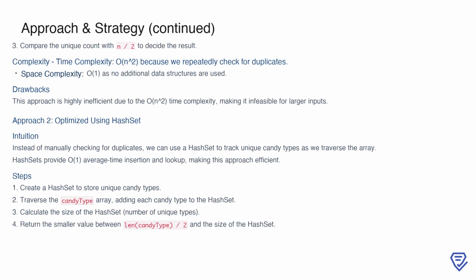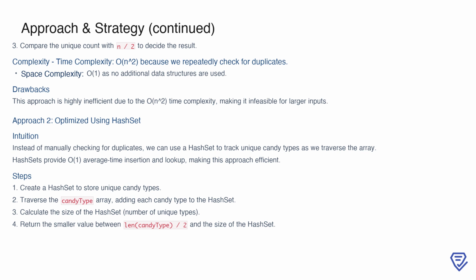The first approach is a brute force method, which is simple but inefficient. Here's the intuition: we iterate through the array and manually check each candy type to see if it's unique. To do this, we compare each candy type against all previously counted types. By maintaining a count of unique types, we can then compare this count with n/2 to decide the result. However, this approach has significant drawbacks. The time complexity is O(n squared), because we repeatedly check for duplicates as we traverse the array. On the other hand, the space complexity is O(1), since we don't use any additional data structures.